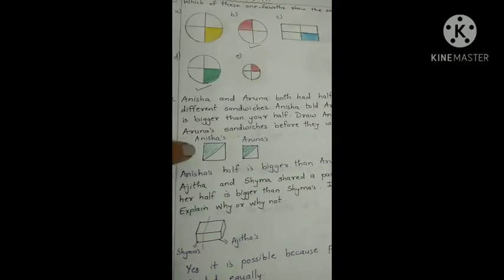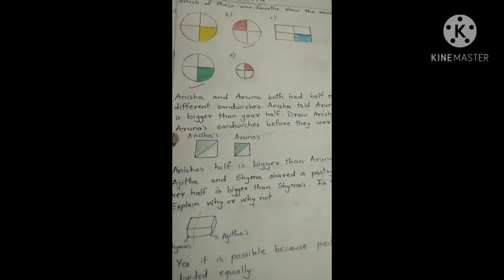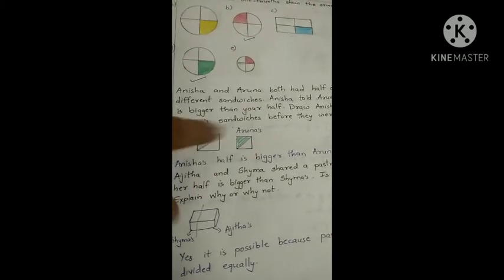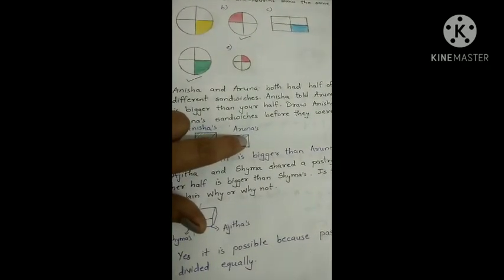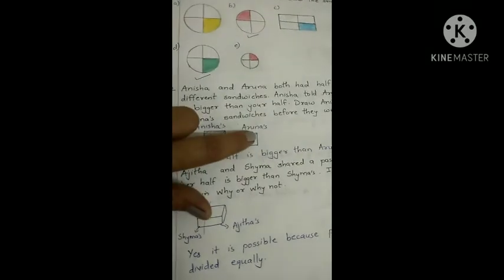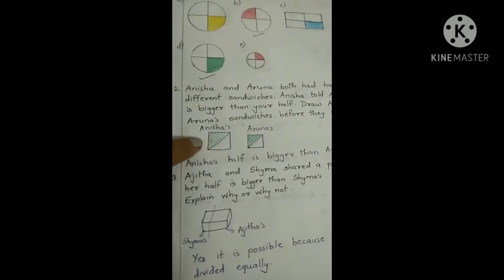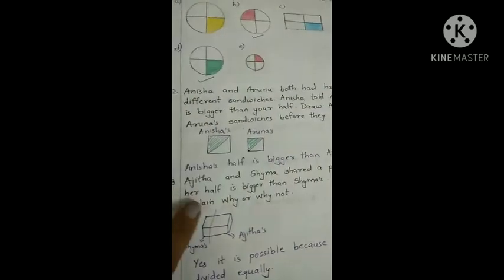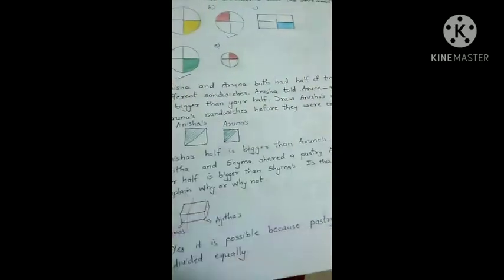Now one is big and one is small sandwich, right? Why have I shown it like this, beta? Because Anisha told Aruna that her sandwich, Anisha's sandwich, is bigger than Aruna's sandwich, right? Her half is bigger than Aruna's, and that is why I have drawn Anisha's sandwich big and Aruna's sandwich small. So your answer is Anisha's half is bigger than Aruna's half. Is that clear? I hope you understand.